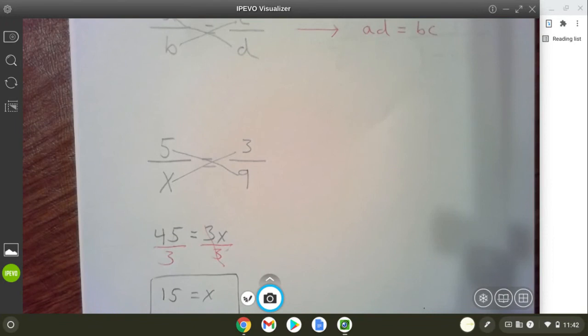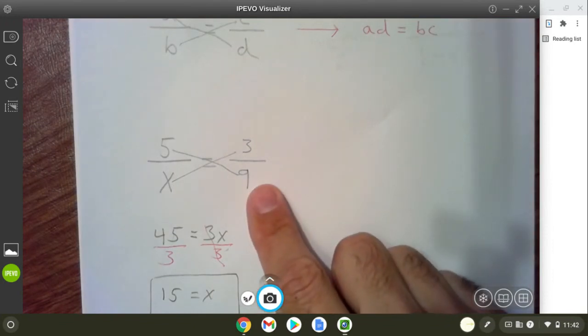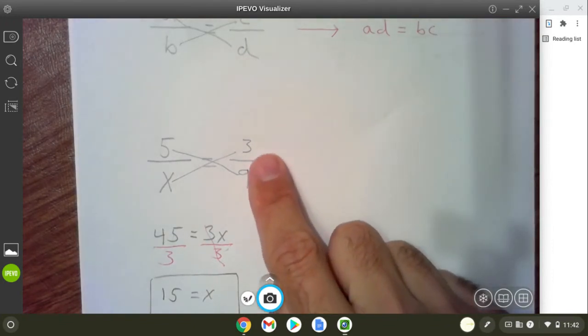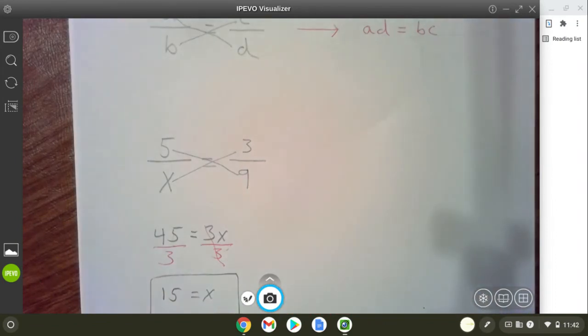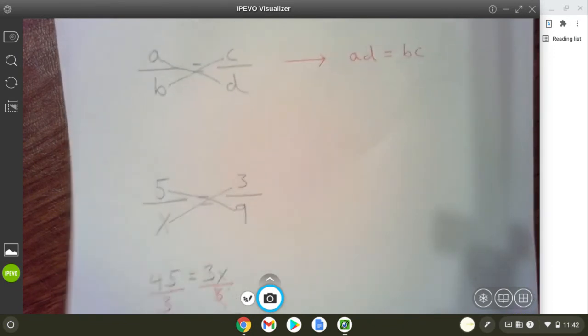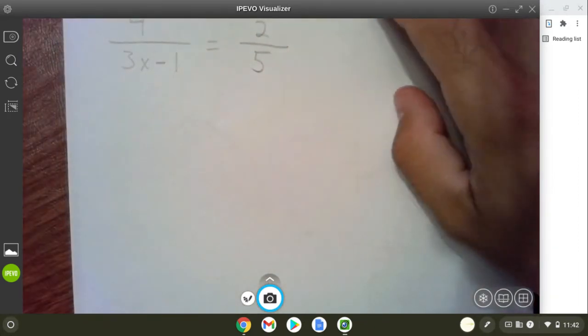I will mention, if it makes your life easier, if you want to, you could simplify the fraction beforehand. All right. So 3 over 9 could have been simplified down to 1/3, and the numbers would have been smaller. If it makes it easier on you, you can do that. All right, we got that one.